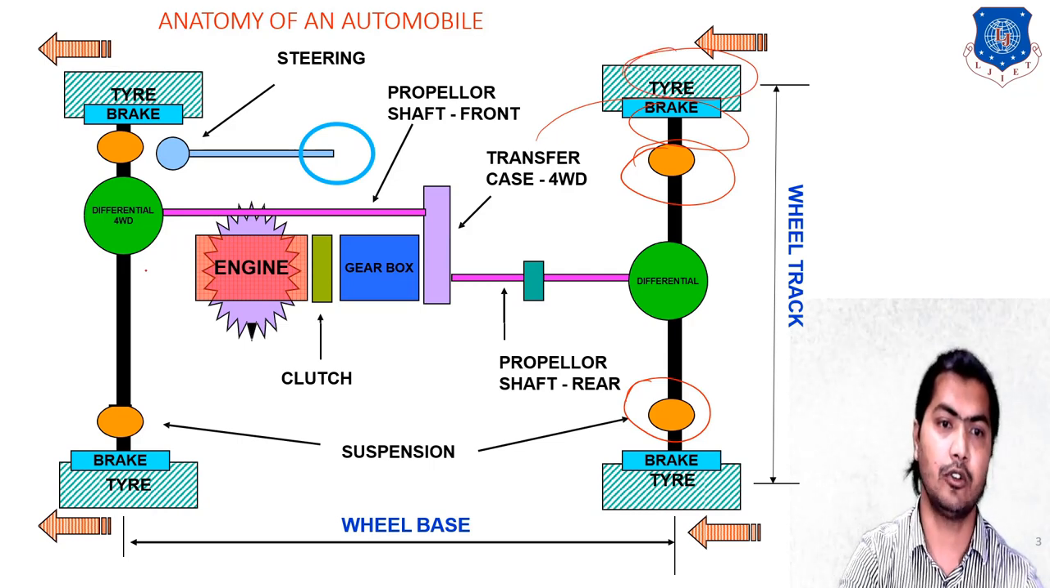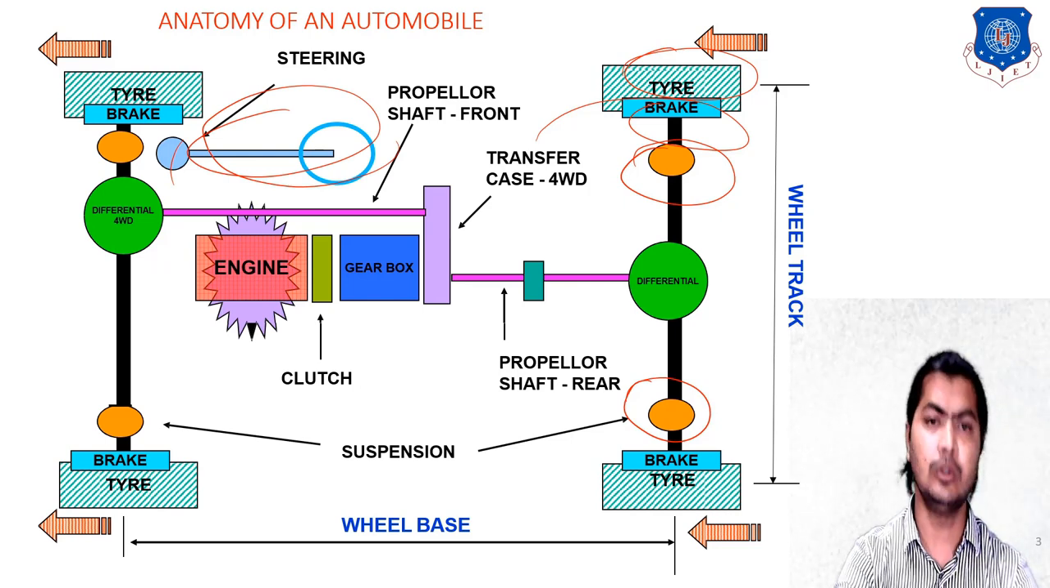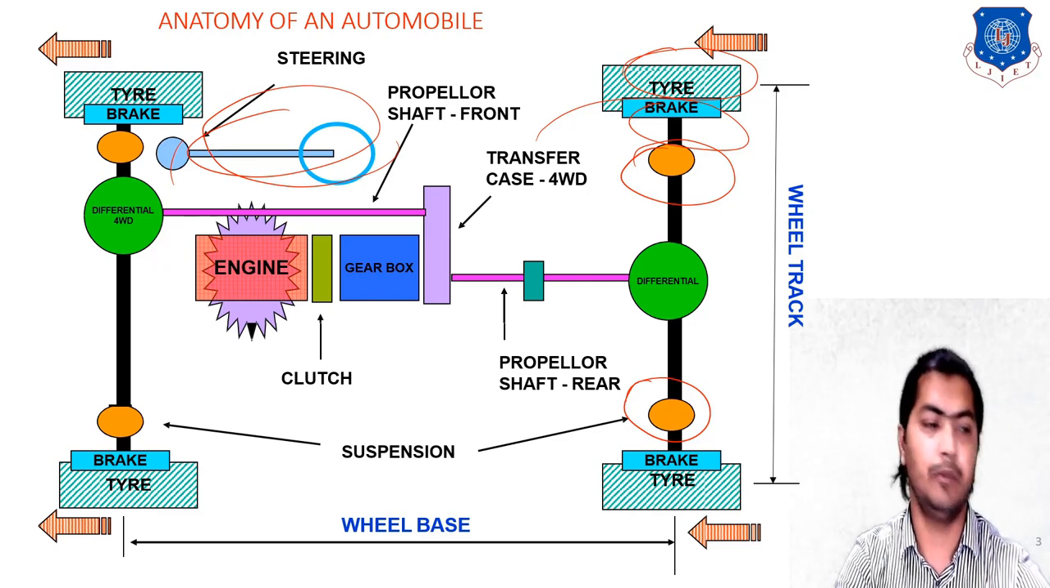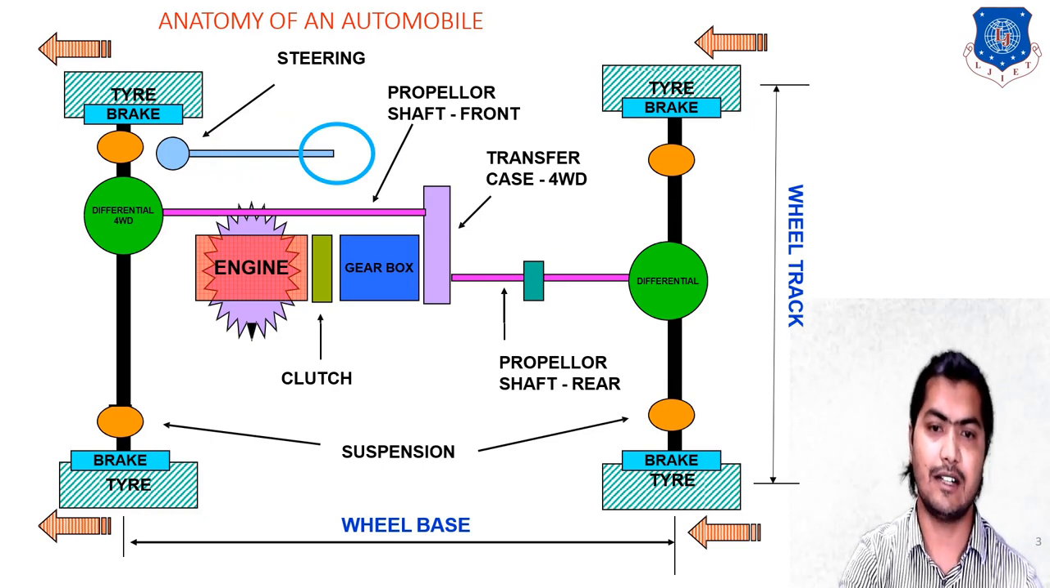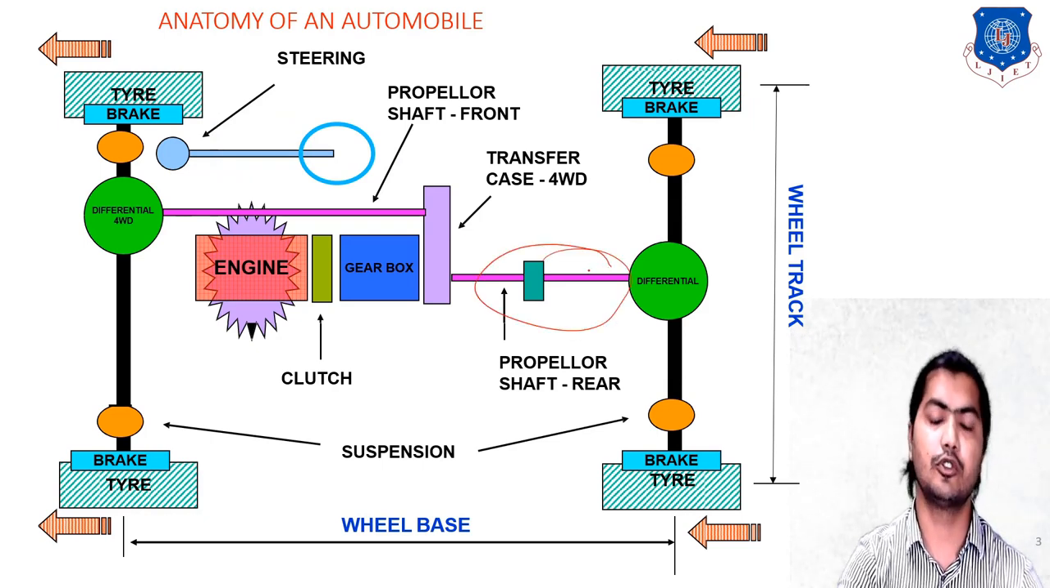This is our main steering system. Steering system is used to turn left, right, or movement of the wheel by using a steering system. Okay, next is propeller shaft. This is the drive line which is used to transmit power from engine to rear wheel or front wheel.